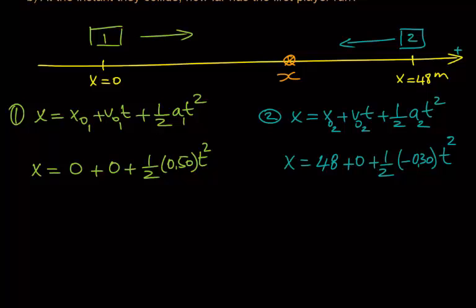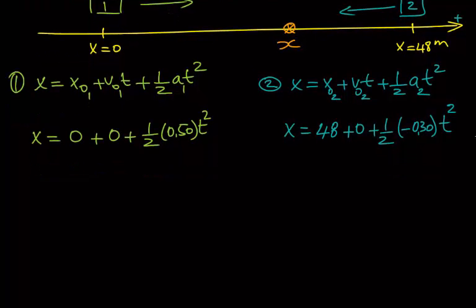Now at this point, all we need to do is equate the two equations, because at the moment when they meet, they share the same position x. As a result, what do we have here? The left hand side is 1/2 times 0.5, that's 0.25 t squared, equals 48 plus negative 0.3 divided by 2, that's 0.15 t squared.